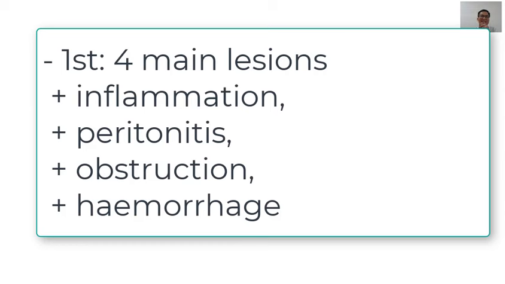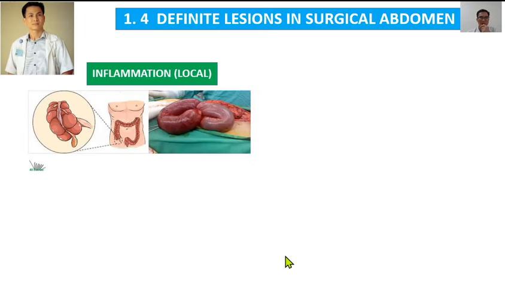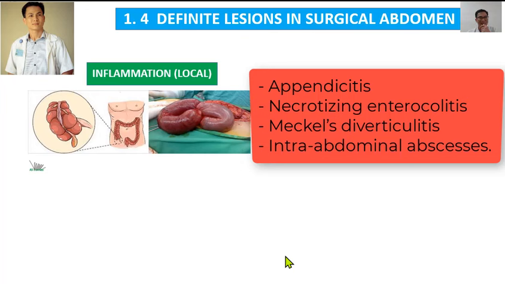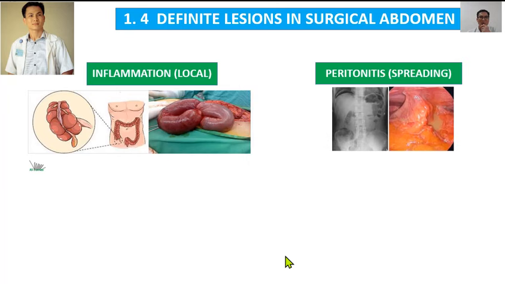The first one is intra-abdominal inflammation. Here is localized lesions. This includes conditions such as appendicitis, necrotizing enterocolitis, microdiverticulitis, and intra-abdominal abscesses. The second one is peritonitis. Here is the diffuse inflammation.